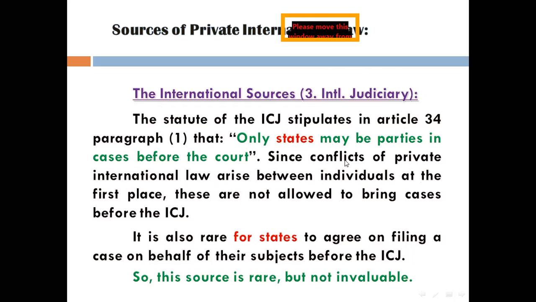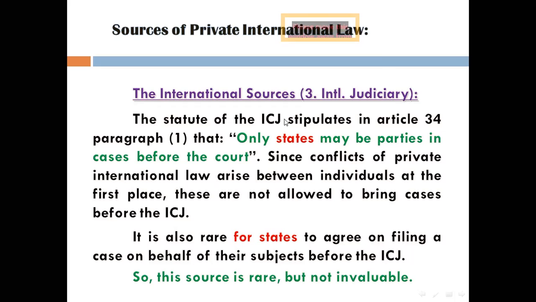is between individuals. That's why it is rare to find a case brought before the ICJ regarding one of the subject matters of private international law. Okay, however, we can find a few cases related to subject matters of private international law that are brought before the ICJ. So how does that happen? It happens because the states may agree on filing a case on behalf of their subjects before the ICJ.